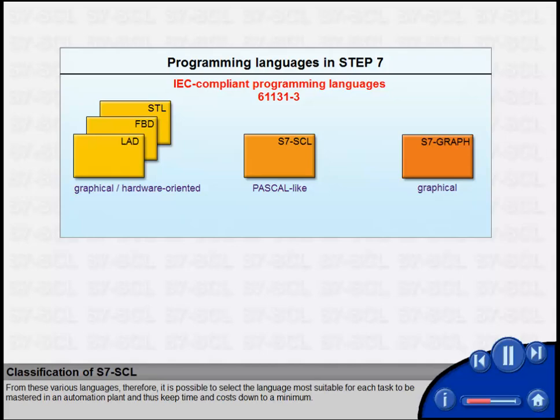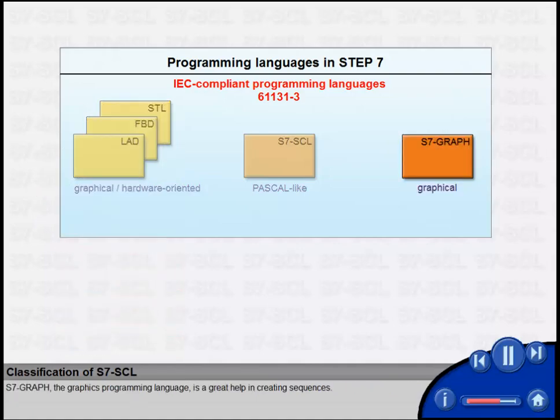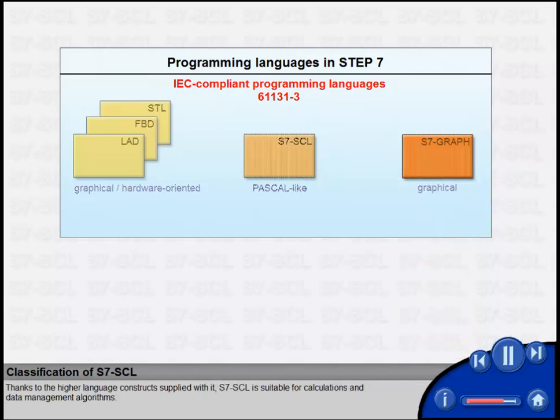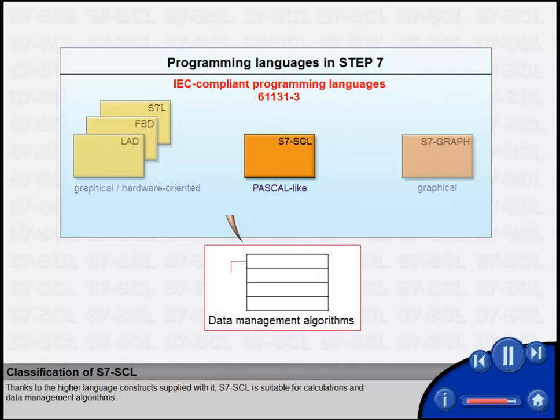From these various languages, therefore, it is possible to select the language most suitable for each task to be mastered in an automation plant and thus keep time and costs down to a minimum. In principle, all automation tasks can be solved with Ladder, FBD and STL. However, they are best suited for controlled tasks. S7 Graph, the graphics programming language, is a great help in creating sequences. Thanks to the higher language constructs supplied with it, S7-SCL is suitable for calculations and data management algorithms.